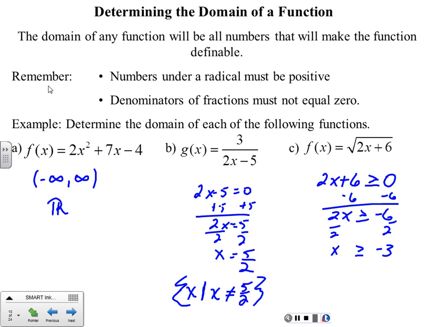3. Okay. 2 times 3 is 6. 6 plus 6 is 12. And the square root of 12 is defined. So it works. Okay. All right. So determining the domain. Let's work on this. Basically, we just don't want to make it undefined.